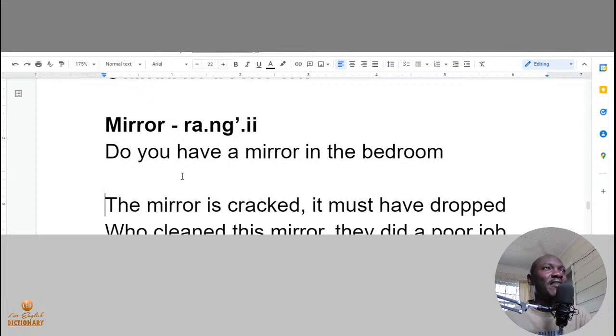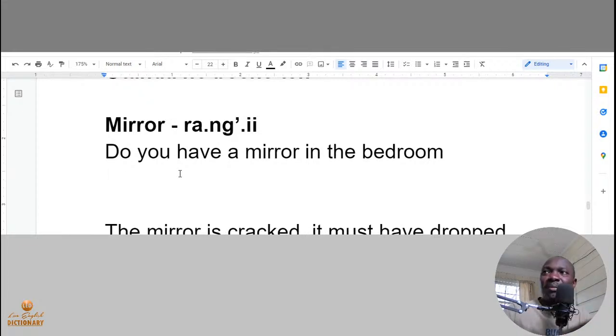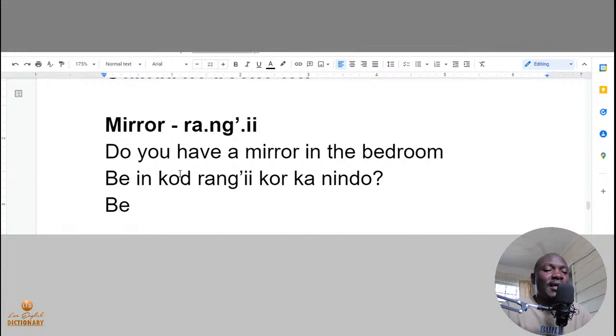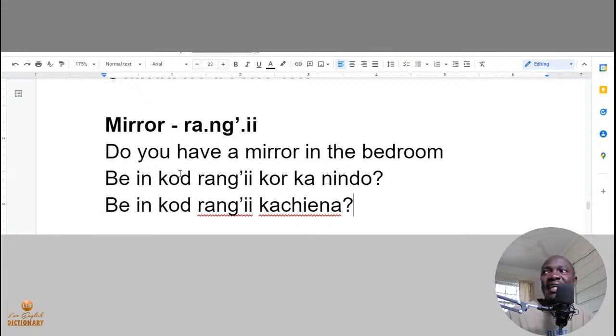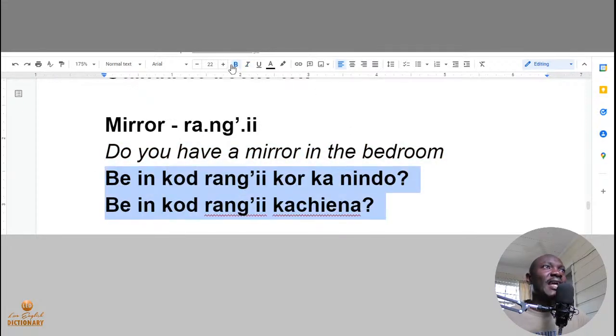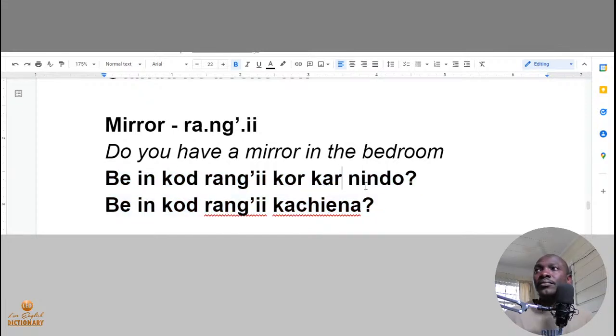In a sentence, do you have a mirror in the bedroom? Remember, do you? We said you start with be in. Be in kod rangi kor kanindo. Do you have a mirror in the bedroom? Be in kod rangi kor kanindo. Or be in kod rangi kachiena. Remember the same thing. Be in kod rangi kachiena. Do you have a mirror in your sitting room, in your bedroom? Be in kod rangi kachiena. Or be in kod rangi korka nindo, sorry. That's correct. Be in kod rangi korka nindo or be in kod rangi kachiena.